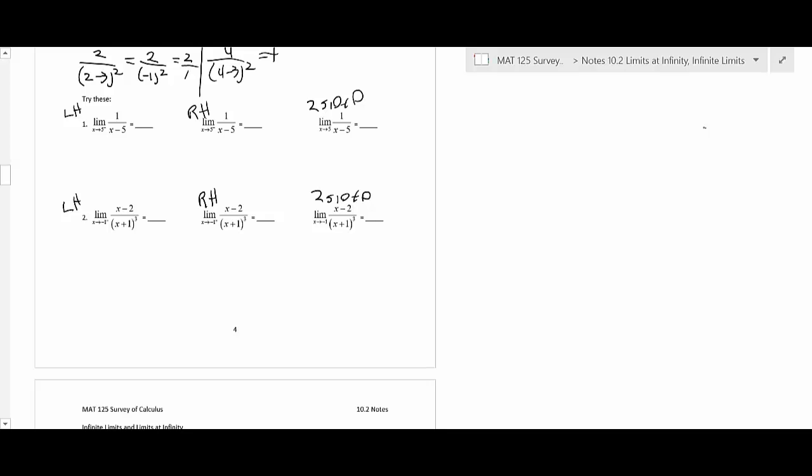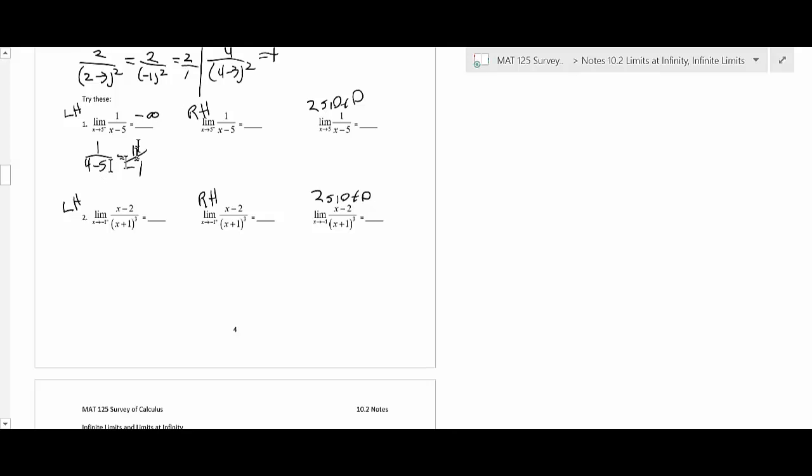Okay, so let's keep working on it if you're in the middle of it. I'm going to go ahead and do this number 1. So on the left-hand limit, what's a good number to use on this first one? Like 4 would be a good one. Okay, so we could say 1 over 4 minus 5. What's the answer? Positive or negative? Negative. It doesn't matter, it only matters that it's negative. So that means that should be going to negative infinity.